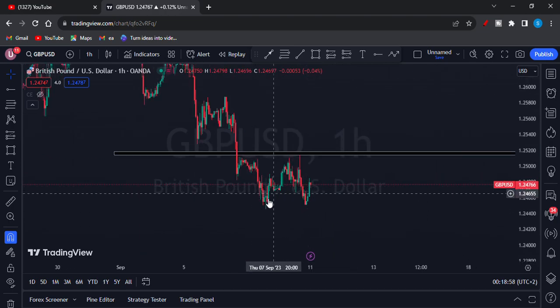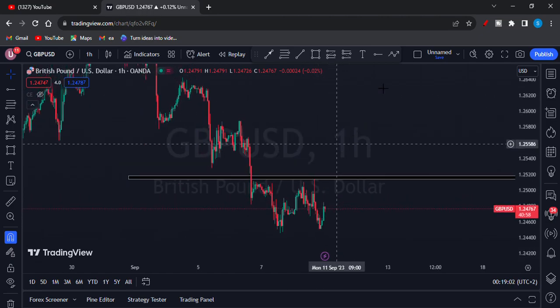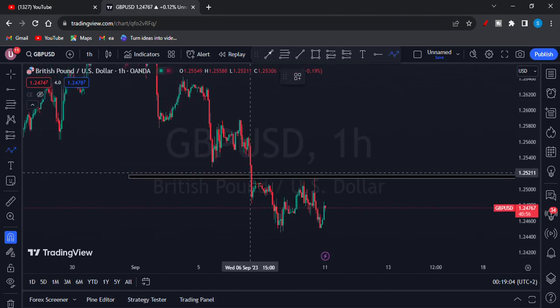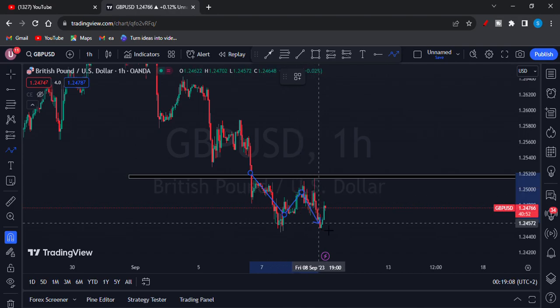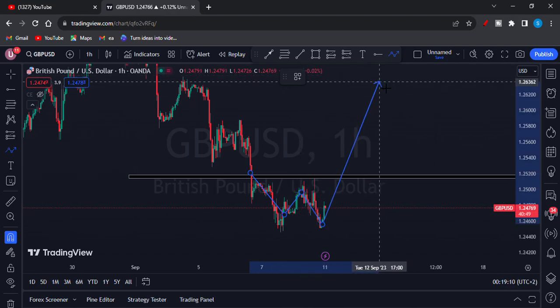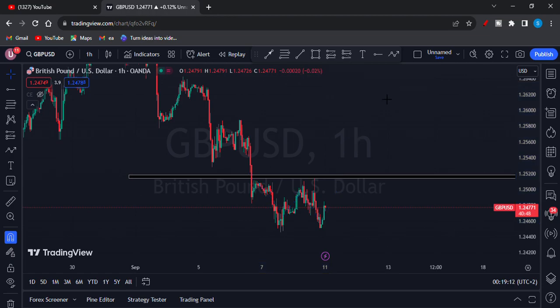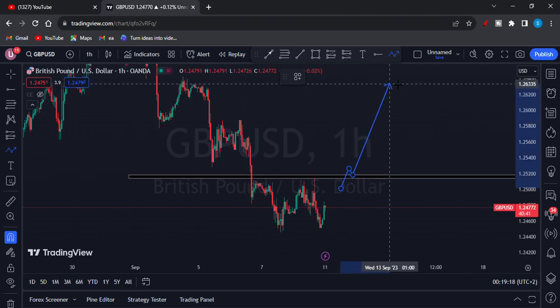So it's possible that this can be something like the market trying to push to the upside. But if we are pushing to the upside, we can expect something like break and retest around these areas up to there.